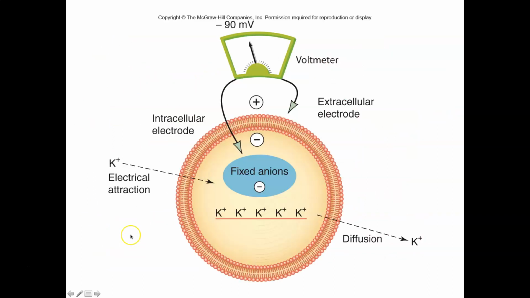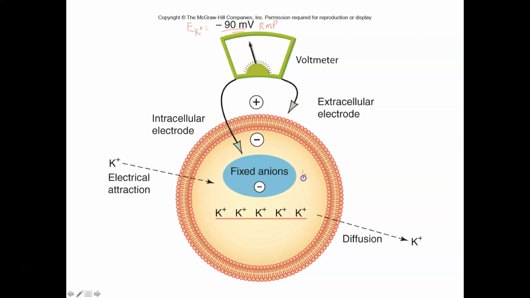So in this scenario, what you're looking at is the equilibrium scenario for potassium. The equilibrium potential of potassium is equal to negative 90 millivolts. So what does that mean? It means that the resting membrane potential would have to be negative 90 millivolts in order for the electrical attraction to be equal and opposite to the chemical driving force.